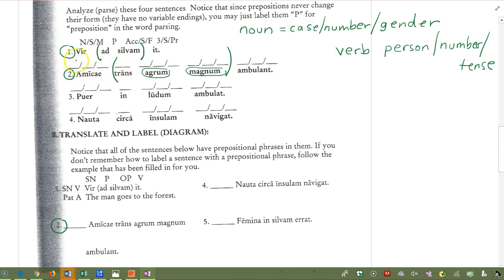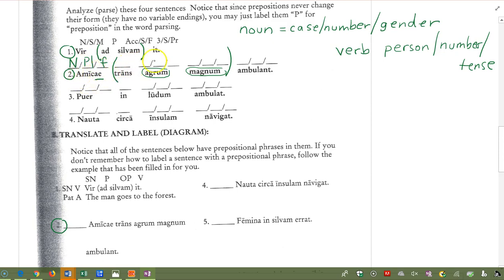So here is our subject noun. Here's our verb. And here is our prepositional phrase. So let's look here. Amici. This is nominative, subject, right? But it's not amica, it's amici, so it's plural. Nominative, plural, and I, feminine. Now, what is being said about the amici?